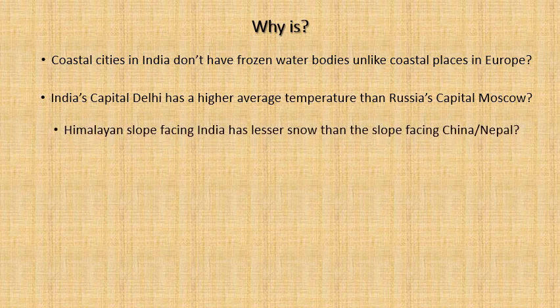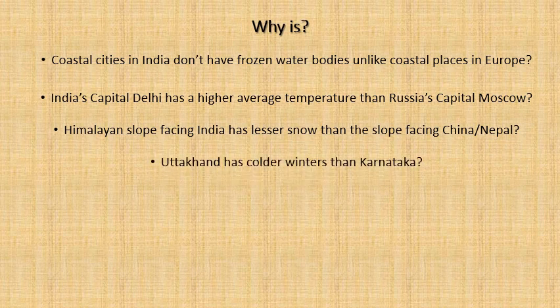Question number three, Himalayan slope. So we know that the Himalayas is right cutting across India, Nepal and China. So there is one side which is facing Nepal and China, another side which is facing southwards towards India. So the Himalayan slope which is facing India has lesser amount of snow than the slope which is facing the other side or facing the northern side, which is China and Nepal. What is the reason? Uttarakhand has colder winters than Karnataka. What is the reason?